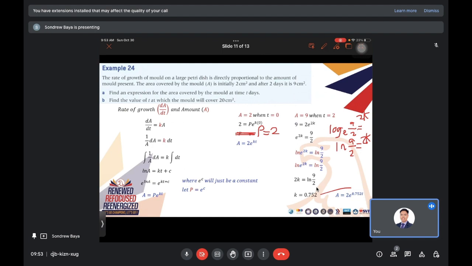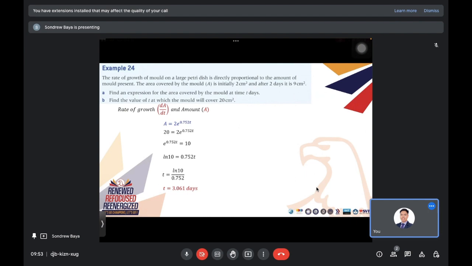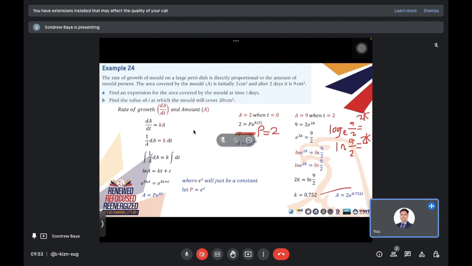Remember, pause this video first and copy down notes. Remember that we have here A equal to 2 times e raised to the power of k. Now take note, we already have found the value of k, which is 0.752. Therefore, we now have this one. A equal to 2e raised to the power of 0.752t, where t is the time.